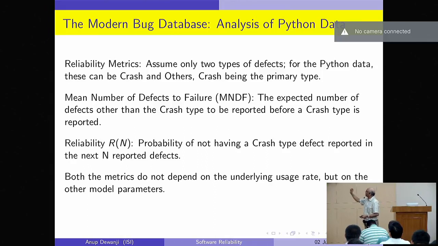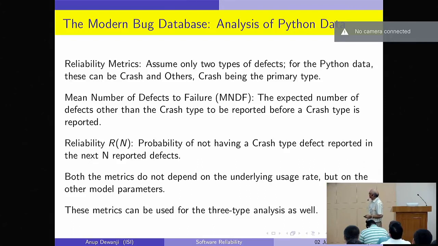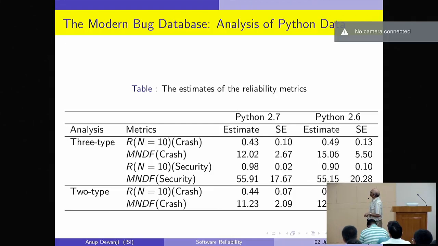And similar to reliability, a probability of not having a crash type defect in the next capital N reported cases. So that also sounds similar to probability of no failure. These 2 metrics do not depend on the usage rate. That is what I am harping on, that it does not depend on the usage pattern. This can be used for 3 types and other analysis also; multiple types can be generalized. So that it can be understood easily, I looked at 2 types. So this is my result with the 3 type analysis.